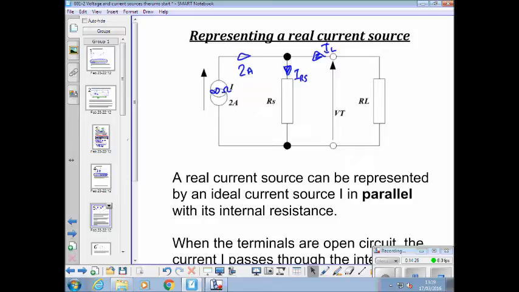So we're delivering 2 amps from the ideal source, but some of it is being lost. So we represent that lost current by a parallel path. Our lost voltage comes in a series circuit, doesn't it? Because a series circuit is a voltage divider, a parallel circuit is a current divider. Yeah? Alright?